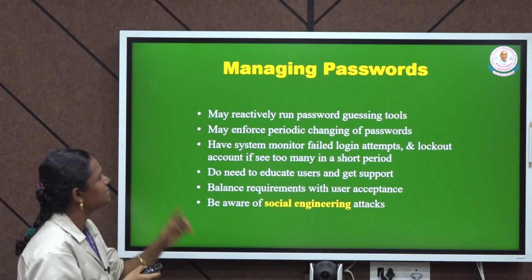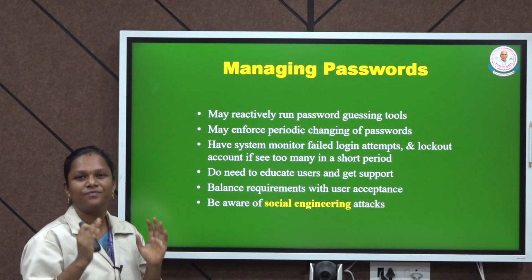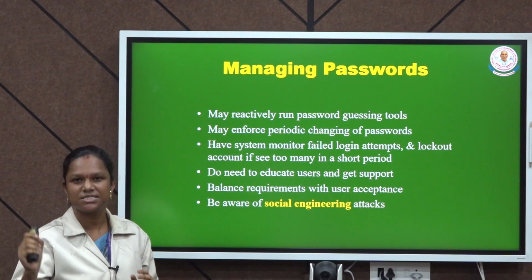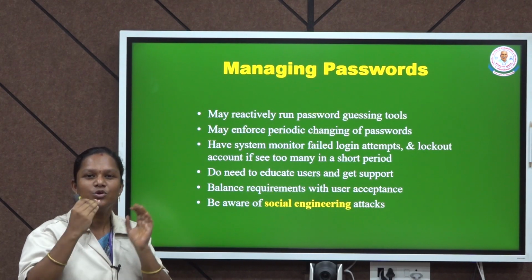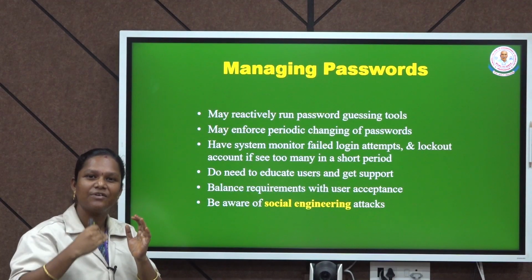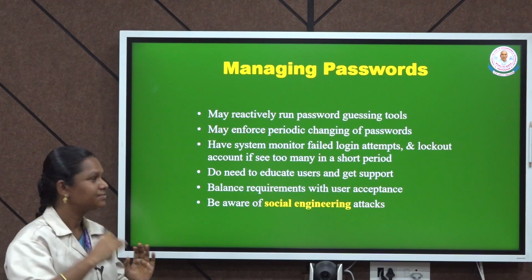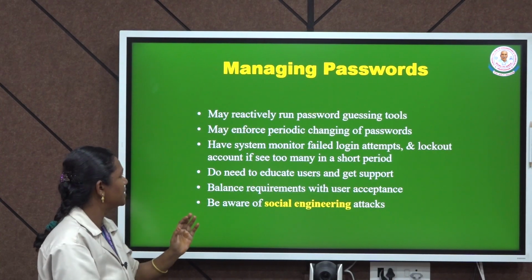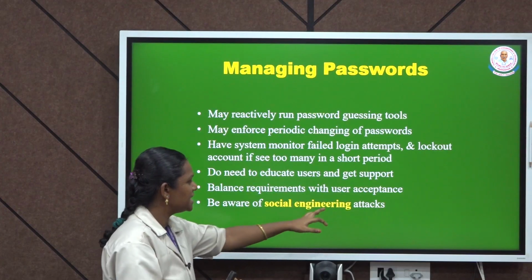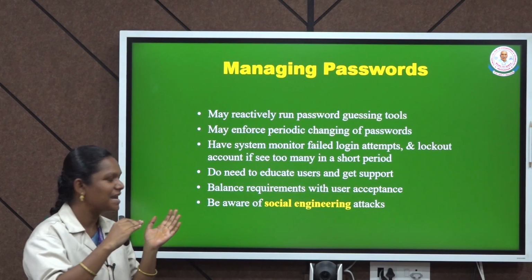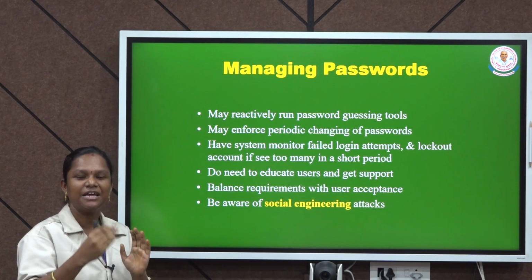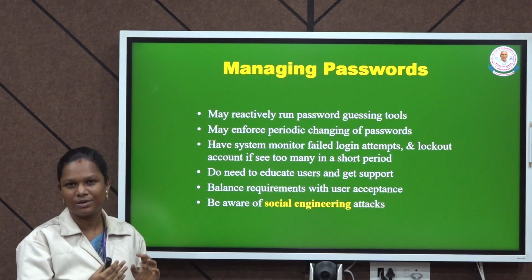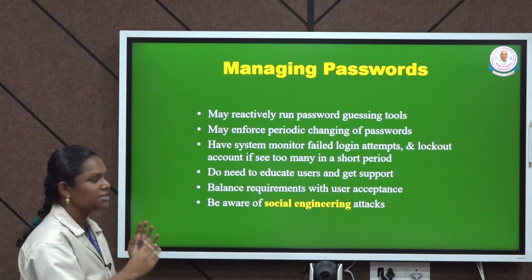Next one, managing the passwords. How can we manage the password? First we have to know about the user education system. How can we provide the password? How can we set the default password? How can we recover from failed attempts? It may reactively run password guessing tools. This is also used for that. Be aware of social engineering attacks. Balance requirements with user acceptance. Any time a user enters the system, sometimes there can be a failed attempt, and then we can use an alternative choice.